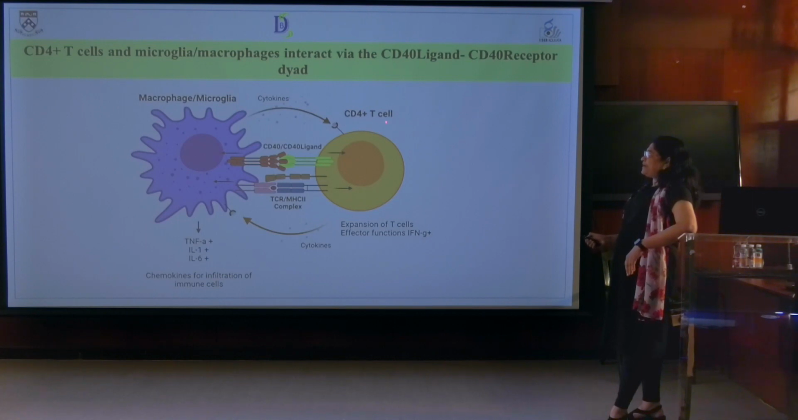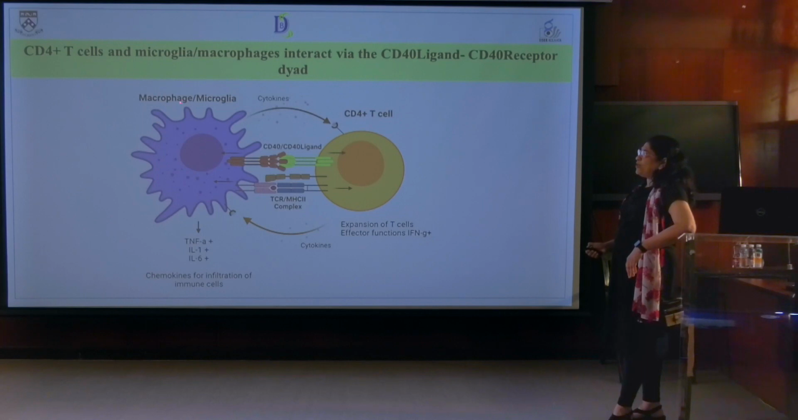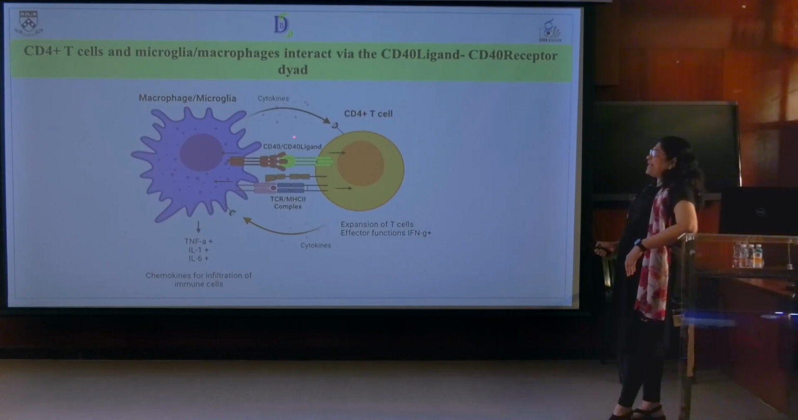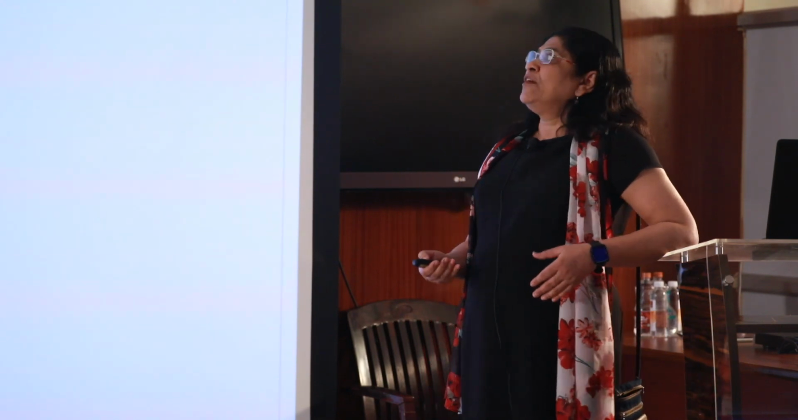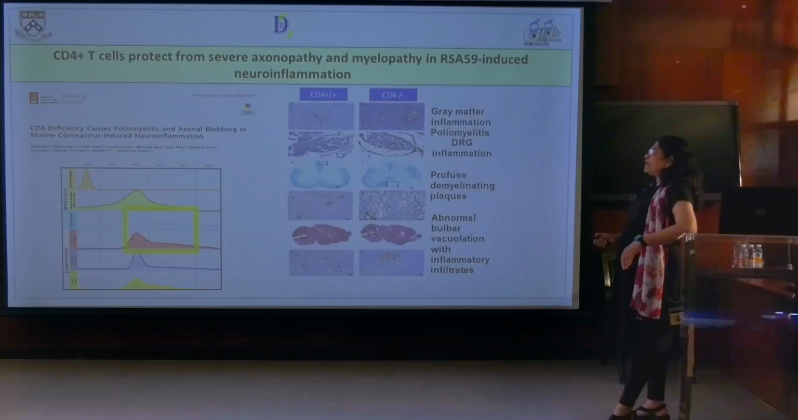CD4 T cells migrated from the periphery. Some of the microglia were resident, but some of the macrophages came from the periphery too. So we wanted to dissect out what is happening at the molecular level. CD4 T cells express CD40 ligand. CD40 ligand binds to CD40 in macrophages and gives downstream signaling to secrete TNF alpha, IL-1, IL-6, and chemokines for infiltration of immune cells, which helps more T cells to come and provide aid to clear the virus. So that's what we are looking for in this dyad.